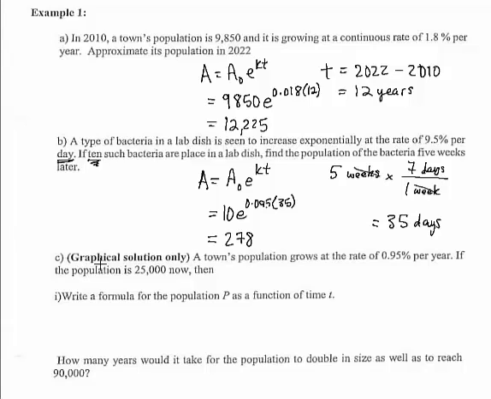C says graphical solution only. A town's population grows at a rate of 0.95% per year. If the population is 25,000 now, then write a formula for the population P as a function of time T. So we can take this same standard exponential equation and modify it to fit this particular situation.